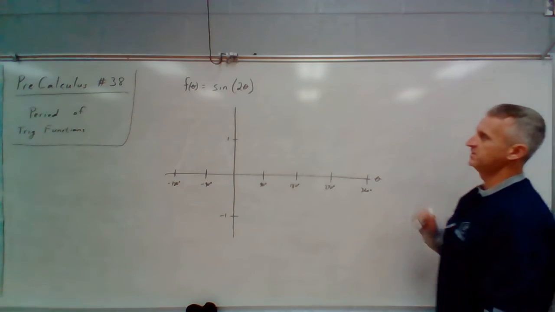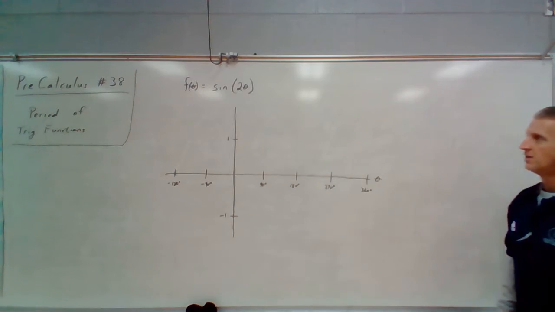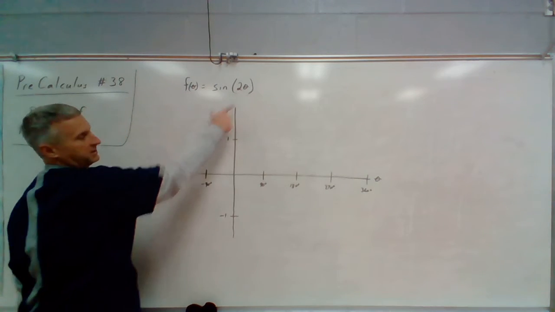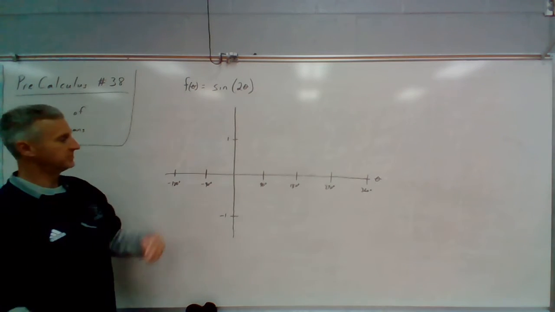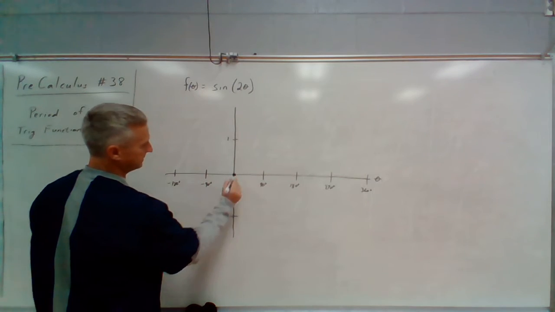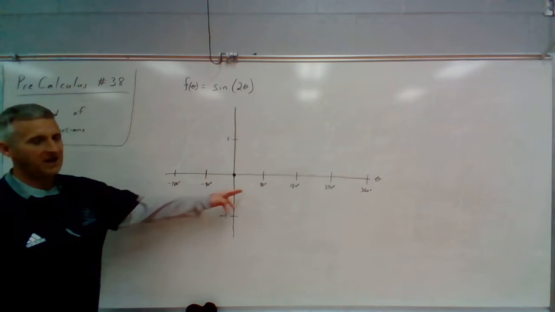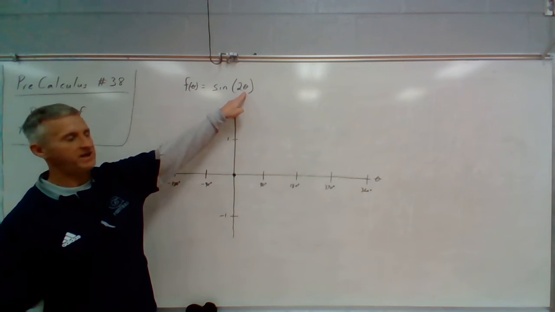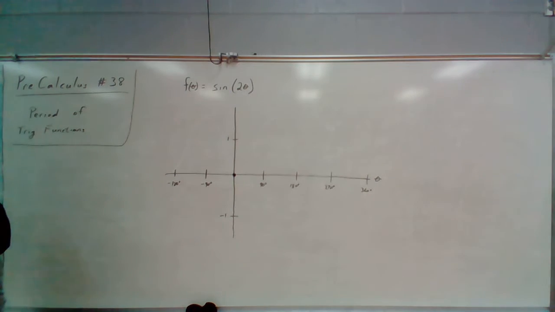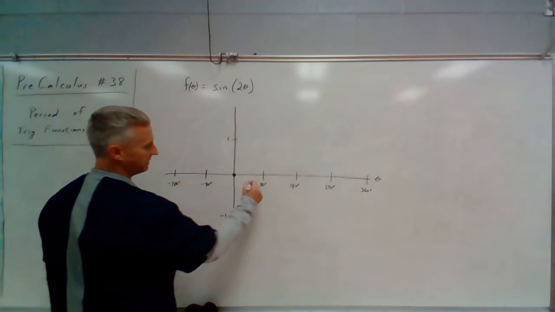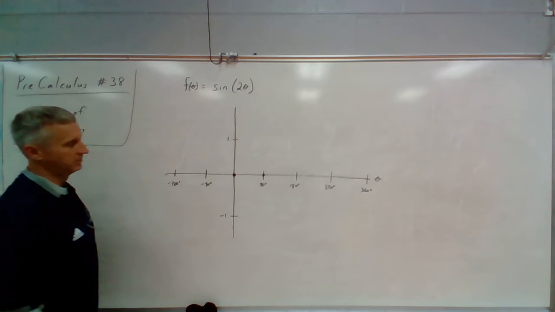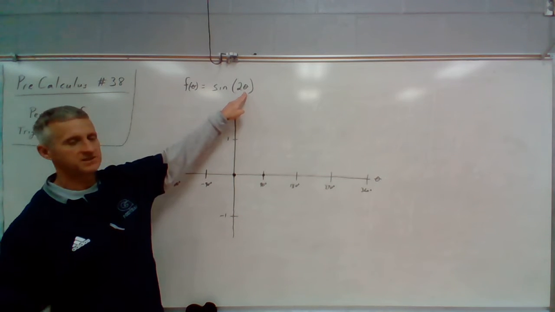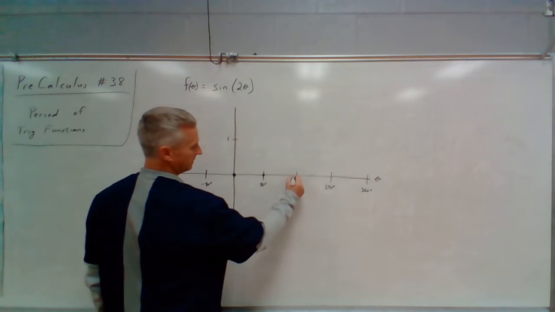All right, let's graph this function, sine of 2 theta. Let's just plug in some points. Let's plug in 0 degrees for theta. If I put 0 degrees in, 2 times 0 is 0. I have the sine of 0 degrees, which would be 0. Now let's put in 90 degrees. 2 times 90 is 180. So I'm doing the sine of 180 degrees, which would be 0. Let's put in 180 degrees. 2 times 180 is 360. Sine of 360 is 0.